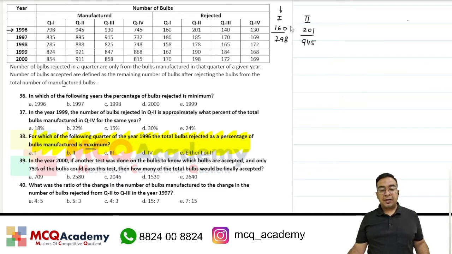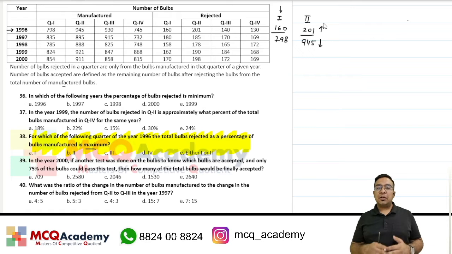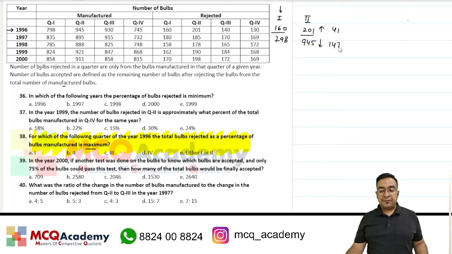तो आप यहाँ पे अगर देखें तो न्यूमरेटर की वैल्यू इंक्रीज हो रही है, suggesting that fraction's value should go up. Denominator की वैल्यू इंक्रीज हो रही है, suggesting that fraction's value should go down, which means we need to get into the comparison of proportionate change in numerator and denominator. तो यहां देखिए न्यूमरेटर में एब्सोल्यूट चेंज इज इक्वल टू 41, डिनोमिनेटर में एब्सोल्यूट चेंज इज इक्वल टू 147. तो कंपेयर करना होगा 41 as a proportion of 160 को with 147 as a proportion of 798.